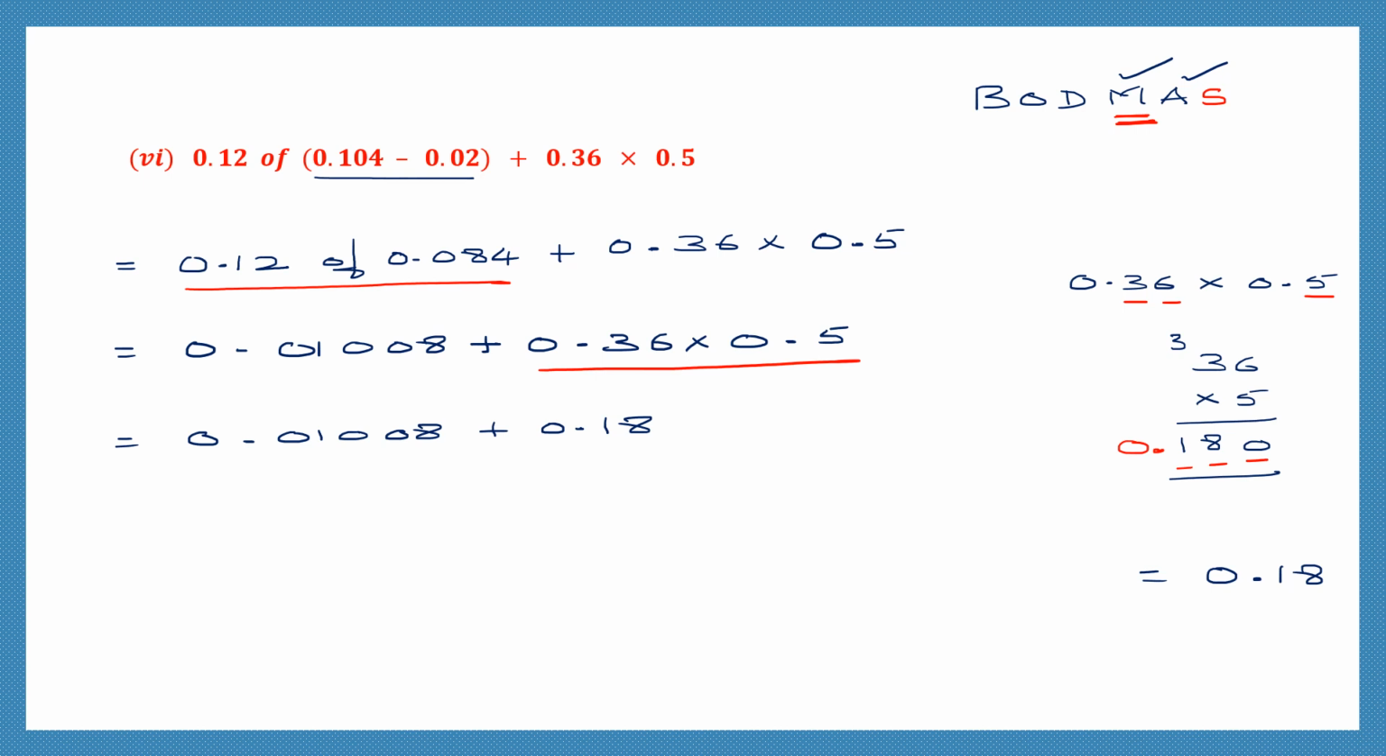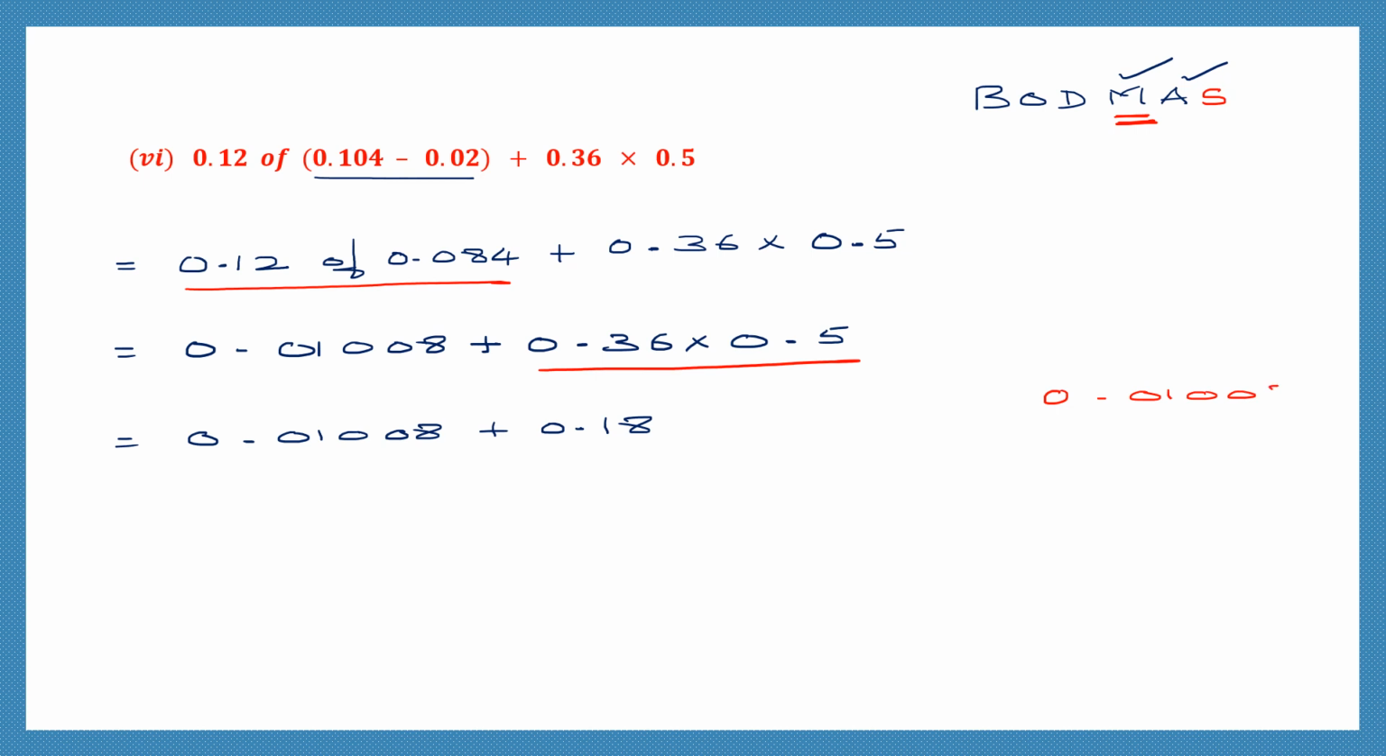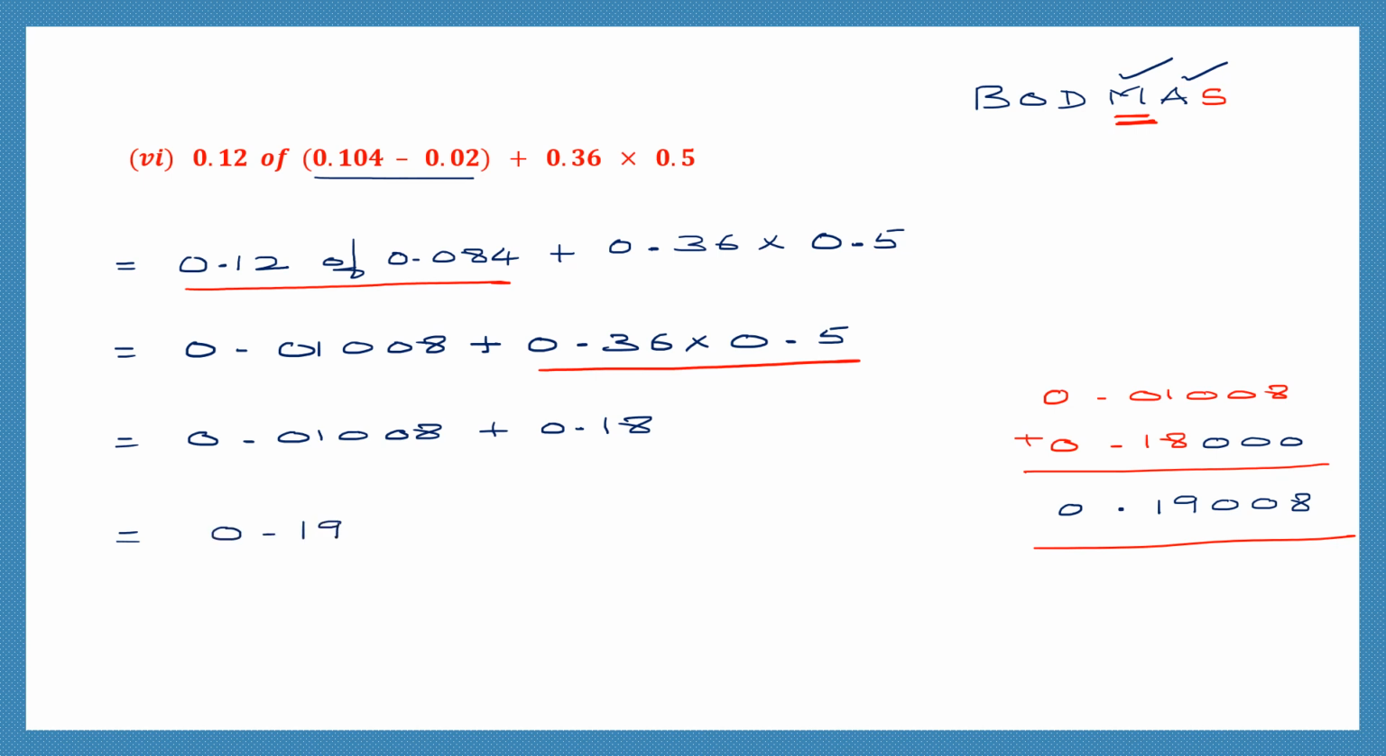0.18. So let's do this addition. So let's do it here. 0.01008 plus 0.18. So we're doing the addition. We'll put zeros to make them like decimals. 1, 2, 3. Let's do the addition. 8, 0, 0. 1 plus 8 is 9. 0 plus 1 is 1.0. So what is our final answer? 0.19008. So this is our final answer. With this, children, we come to the end of this exercise. Thank you, children.